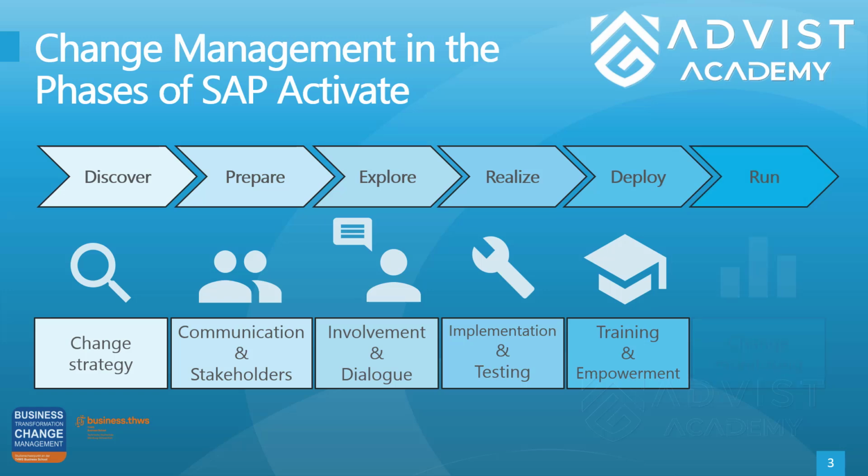Finally, the Run phase is about continuous improvement. Change monitoring measures how well the new ways of working are actually adopted. Many of these activities belong to change management, but in practice they often remain superficial or optional. How they can be used in a more targeted and strategic way will be the focus of the next part.